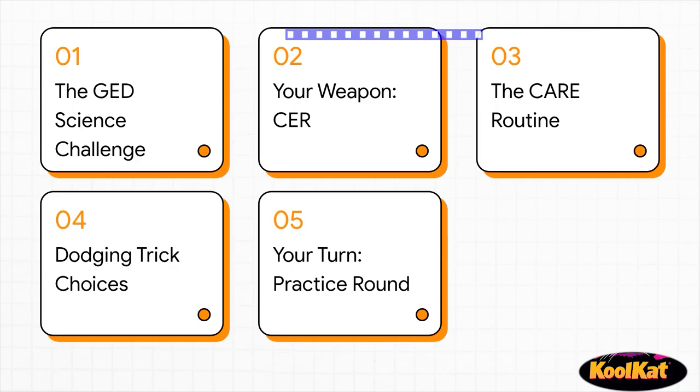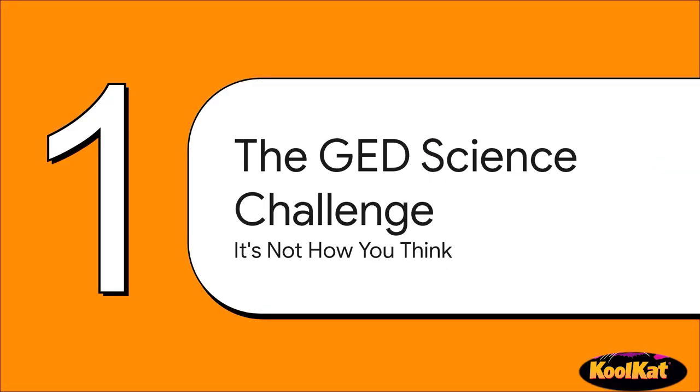So, here's our game plan. First, we're going to talk about what makes this test so challenging. Then, I'll introduce you to your new secret weapon, a little something called CER, and a routine to make it automatic. We'll also cover how to spot those sneaky trick answers, and then you'll get to put it all to the test yourself. Sound good? Let's do it.